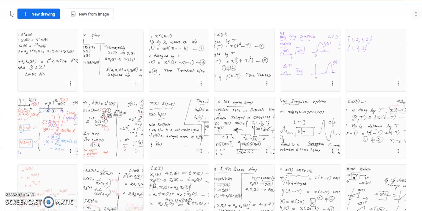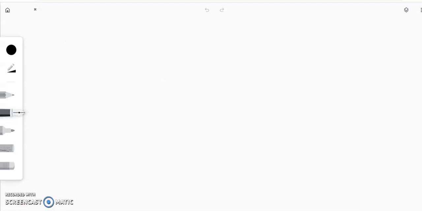So let us continue with the linear properties. The first question we have already discussed, and the second question I'll be discussing here. It is a discrete time signal y of n: y of n is equal to 2 into x of n plus 3.